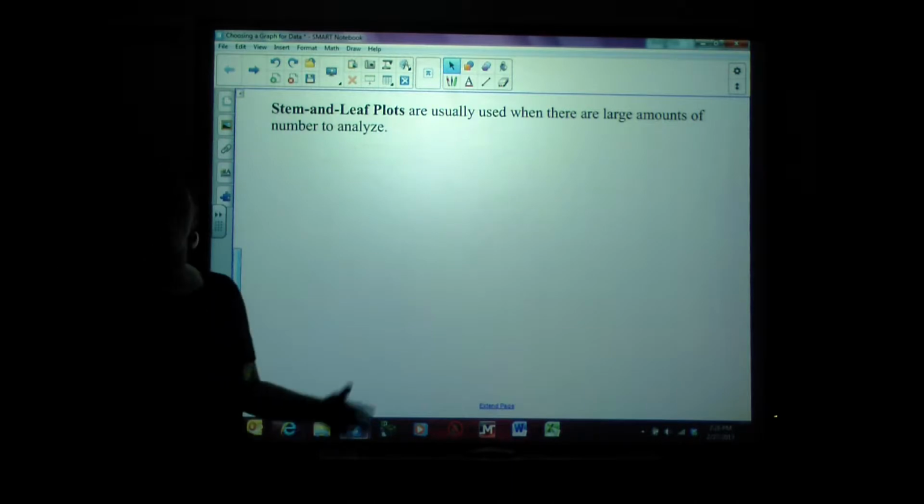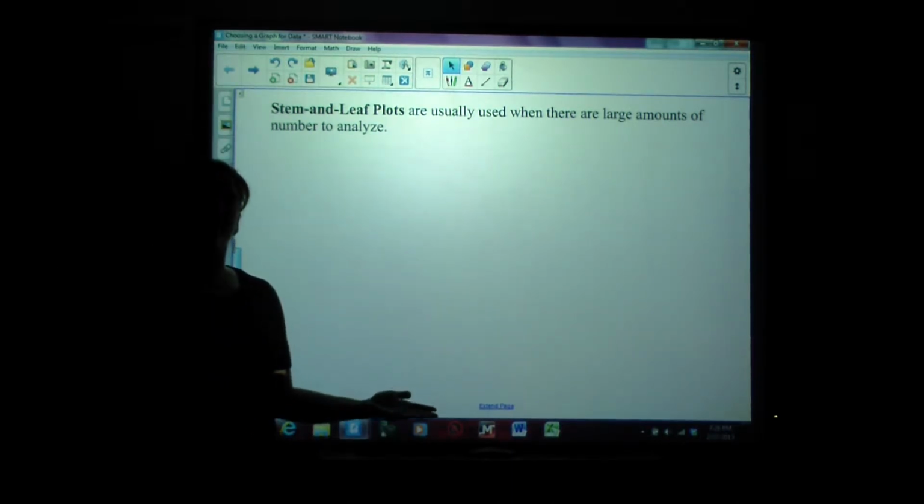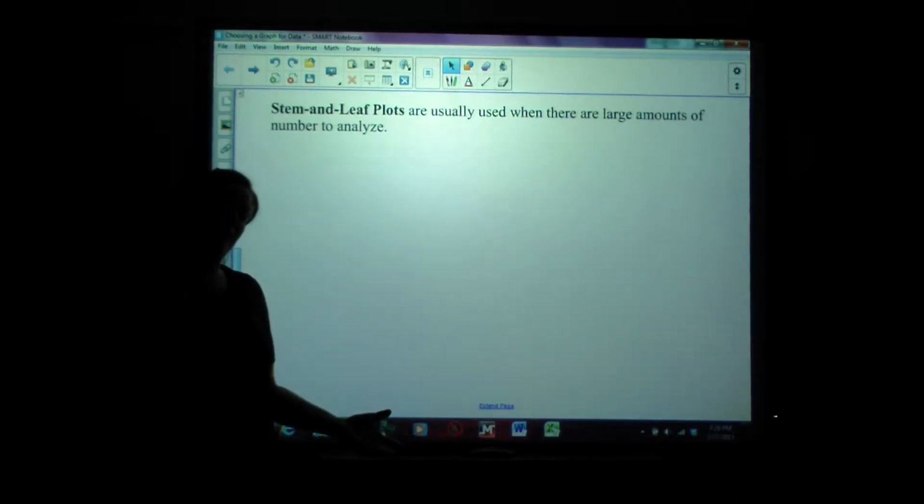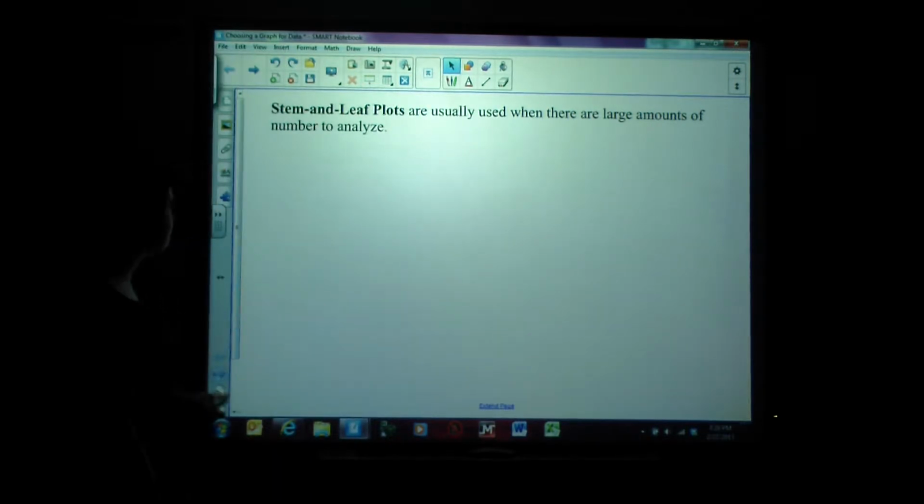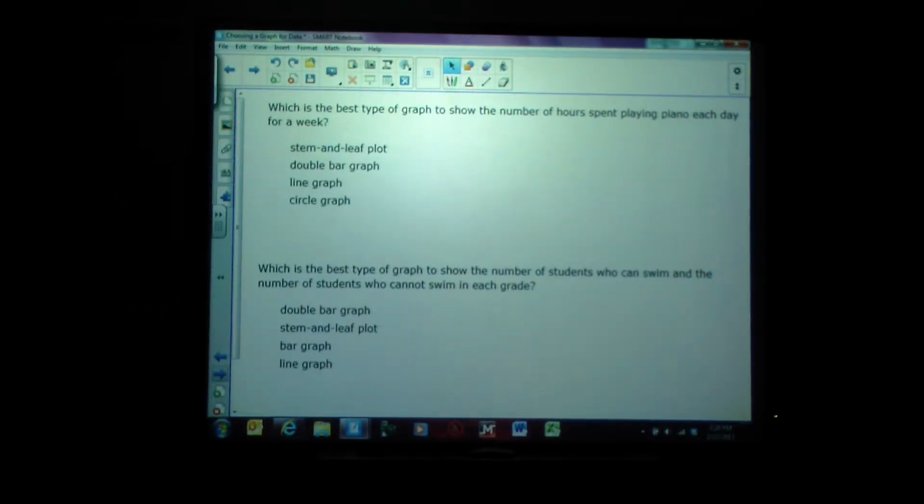Okay, so we're just going to go through a whole bunch of examples and try picking the right graph. So I'm going to pause before each one and hope that you can guess it before I show you the answer. Here we go. Which is the best type of graph to show the number of hours spent playing piano each day for a week?